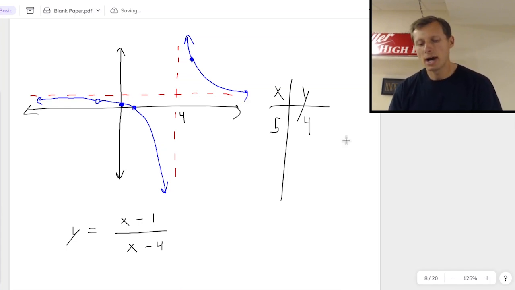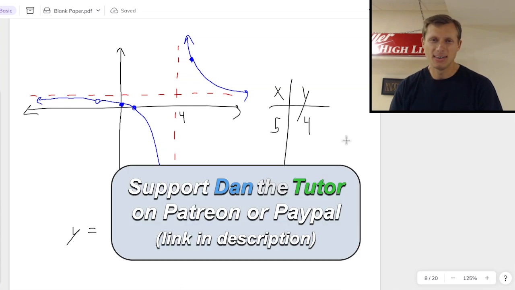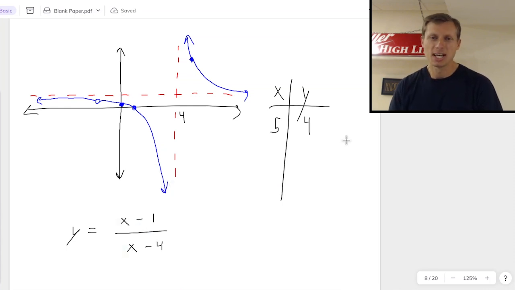So hopefully now you have a much better understanding on how to graph rational functions. I know this is very challenging, but if you just keep practicing, you'll get the hang of it.